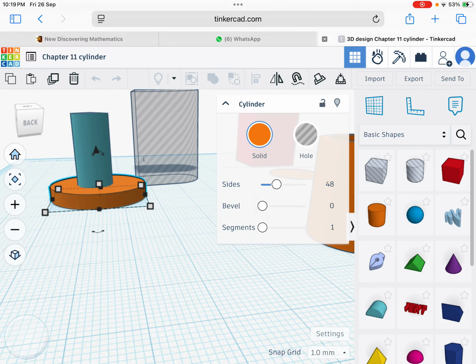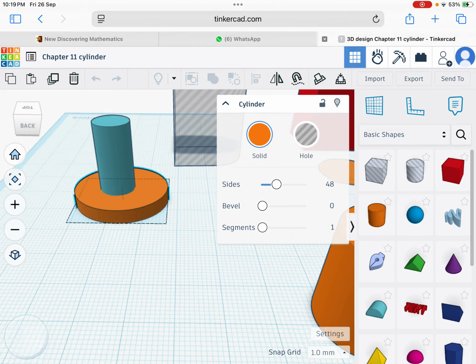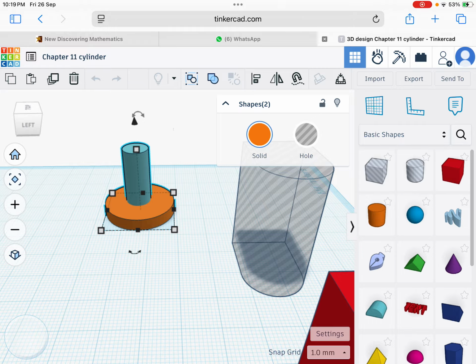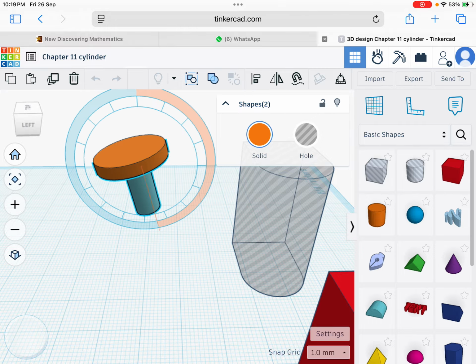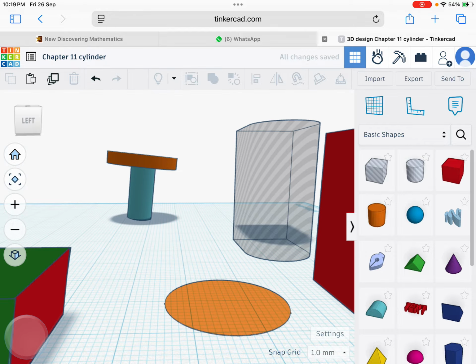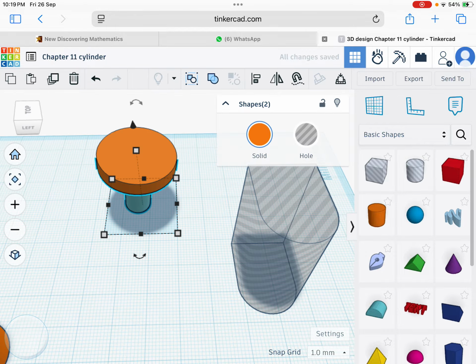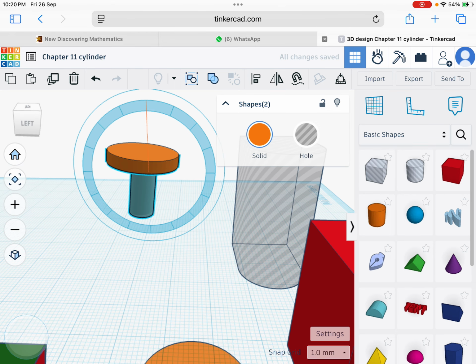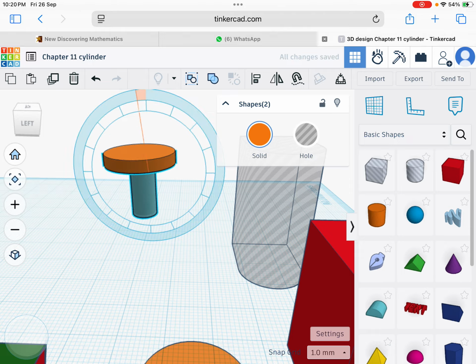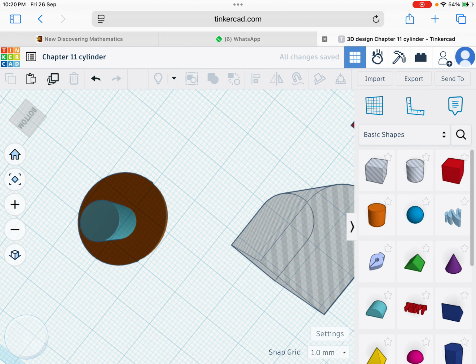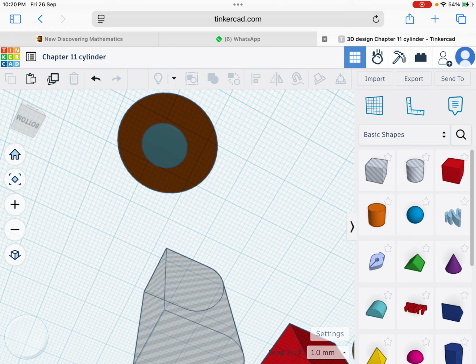Alright, if I turn it upside down, okay, see? It's the same. Alright, it's the same as that one. Okay, never mind.